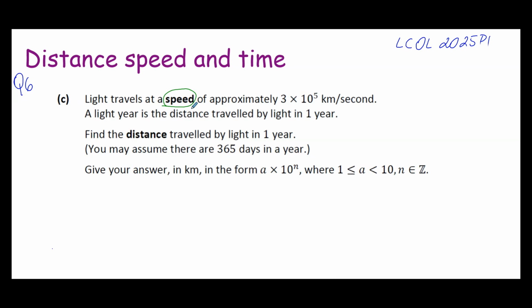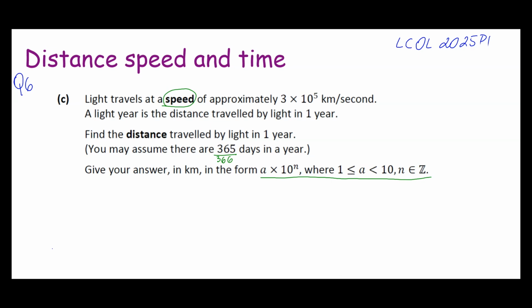A light year is the distance traveled by light in 1 year. Find the distance traveled by light in 1 year. You may assume that there are 365 days in a year. And yes, the majority of the time, yes. When we don't have 365 days in a year, when we have a leap year, isn't it? Therefore, we have 366. Give your answer in kilometers in the format a multiplied by 10 to the power of n. Now, all of that is referring to scientific notation.